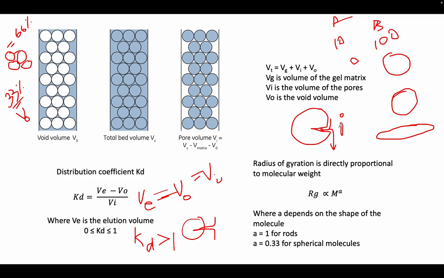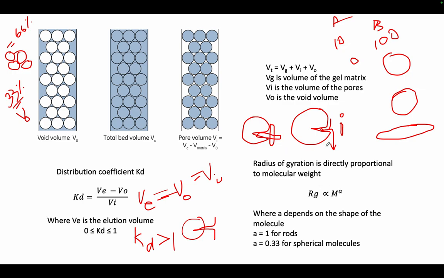But if I have a rod of the same molecular weight, then there are two possibilities. One possibility is that the rod won't be able to enter at all; if the rod comes in this direction, it won't be able to enter the pore. The other possibility is that the rod can come like this, and it'll get stuck somewhere else. So the rod is behaving like a bigger molecule compared to the sphere.